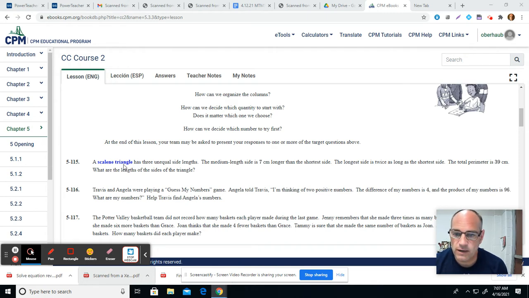A scalene triangle has three unequal side lengths. The medium length side is 7 centimeters longer than the shortest side. The longest side is twice as long as the shortest side. The total perimeter is 39 centimeters. What are the lengths of all the sides?